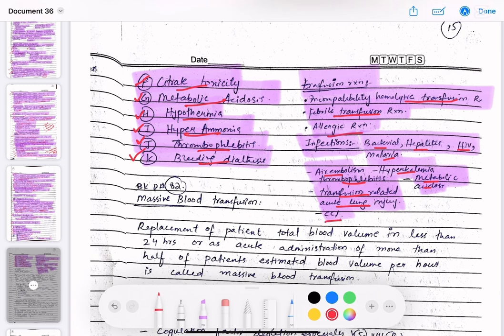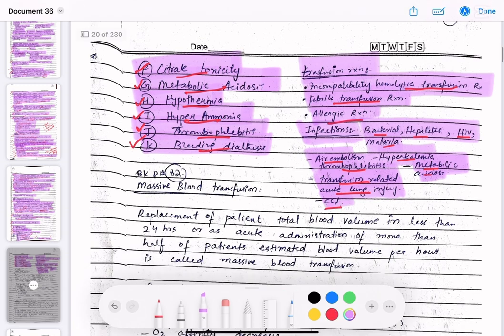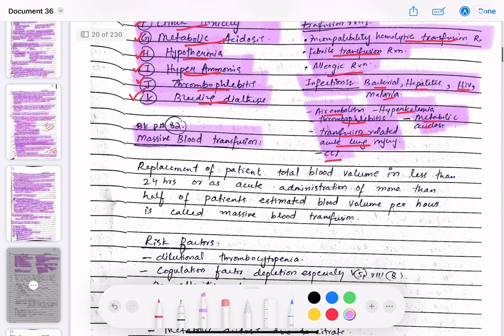Okay, now what is massive blood transfusion? The replacement of patient's total blood volume in less than 24 hours, or acute administration of more than half of patient's estimated blood volume per hour, is called massive blood transfusion. Whenever the patient's blood is replaced, that is if the total amount of blood that the patient requires is transfused in less than 24 hours, or it is acute administration of more than half of patient's estimated blood volume per hour, it is called massive blood transfusion.